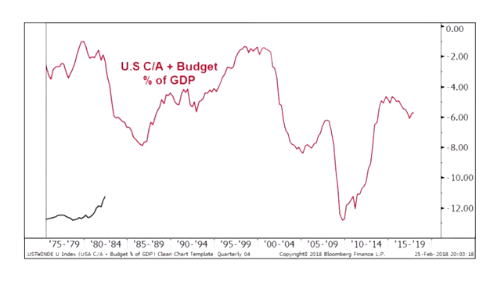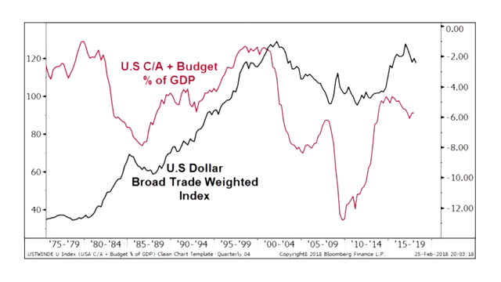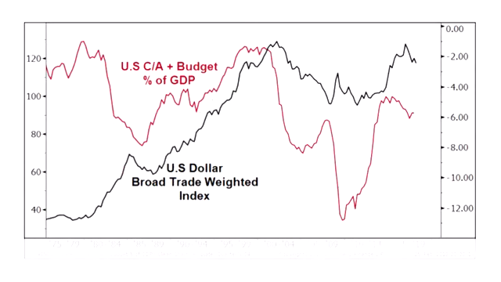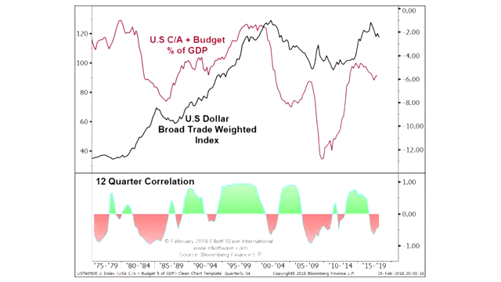Now the trend line for the US dollar broad trade weighted index. It shows the dollar's value against a large basket of global currencies. As you look at these trend lines, if it seems like they sometimes move together but sometimes they don't, you're right. We can measure the correlation, such as it is, via the graph in this lower panel, specifically the rolling 12-quarter correlation between deficit trend and the dollar trend.